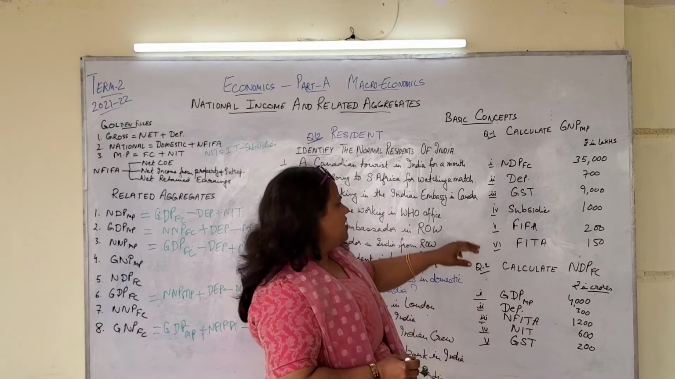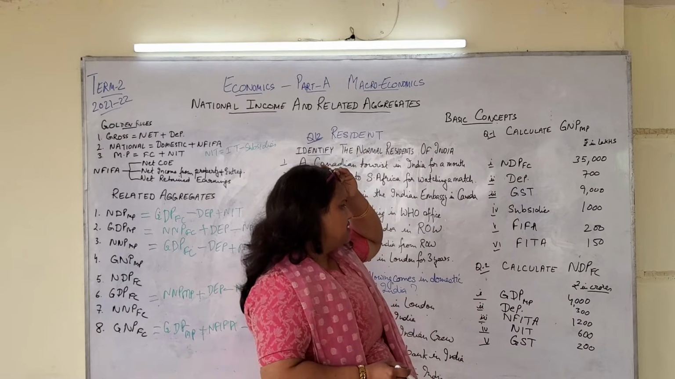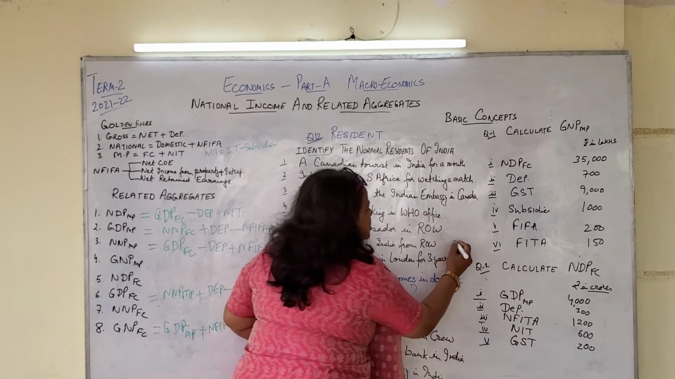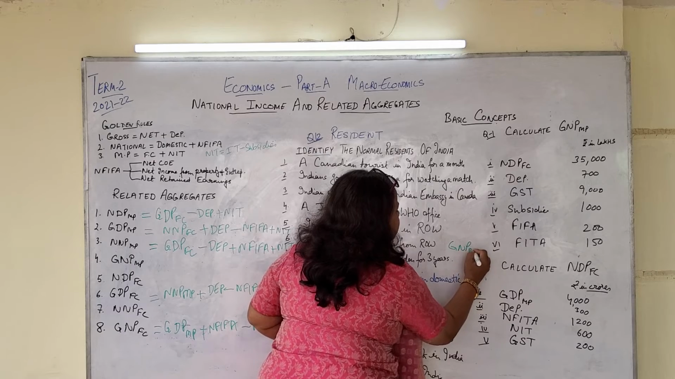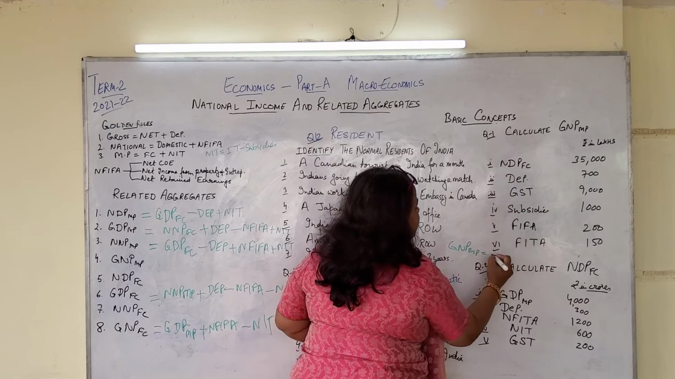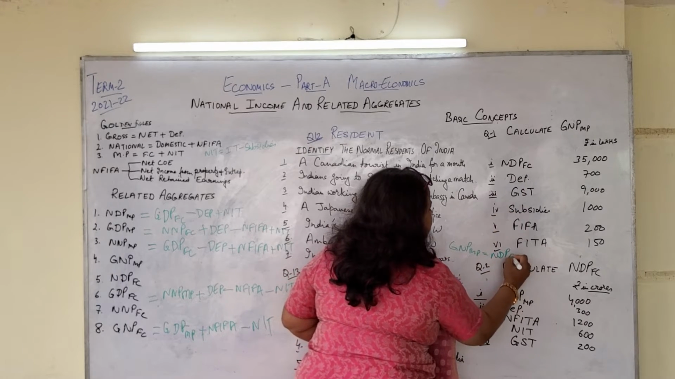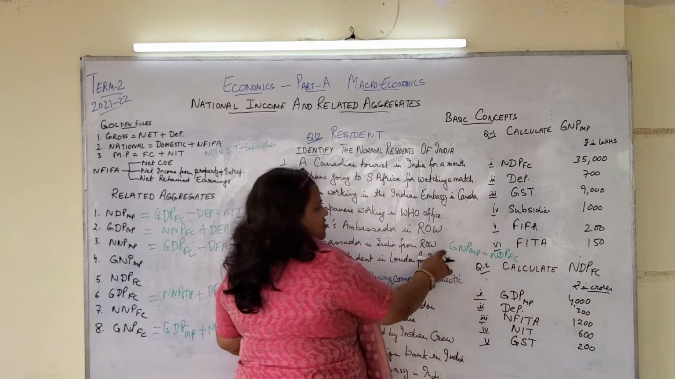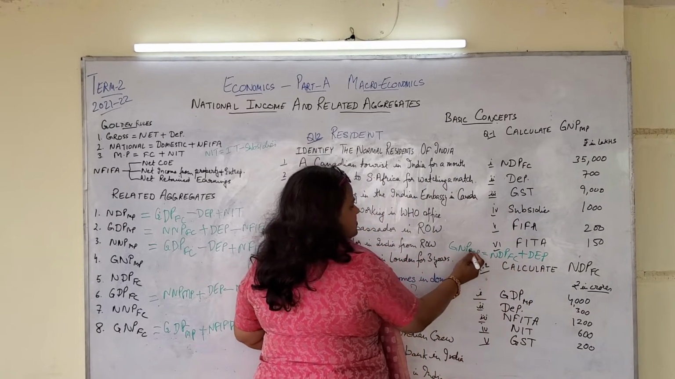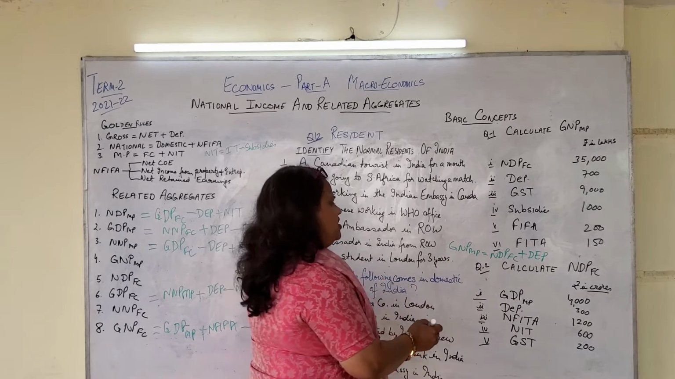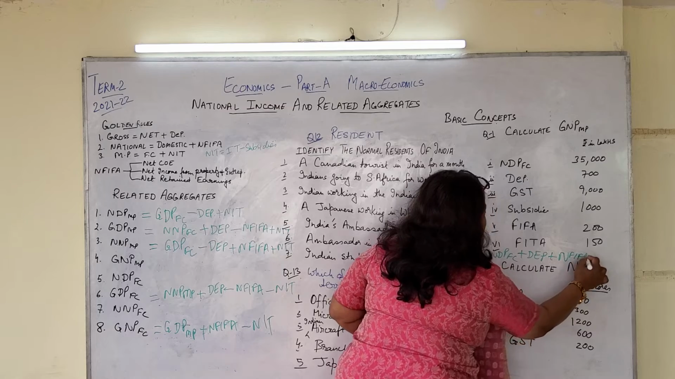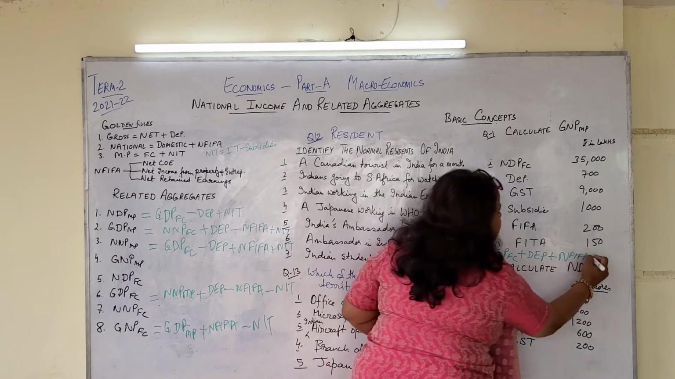Now let's see some numericals. Let's take the first numerical. Here you have to find out GNP at MP, and what is given to you? NDP at FC. So net to gross, plus depreciation. Domestic, you have to calculate national, so plus net factor income from abroad. And MP you have to work out, so plus NIT.